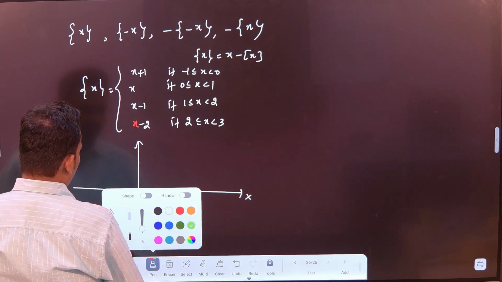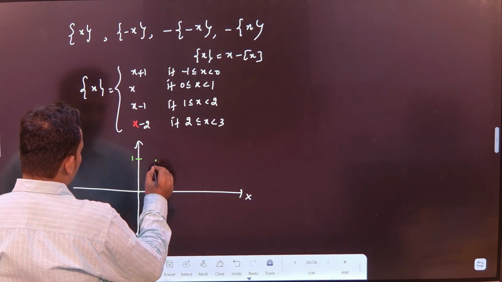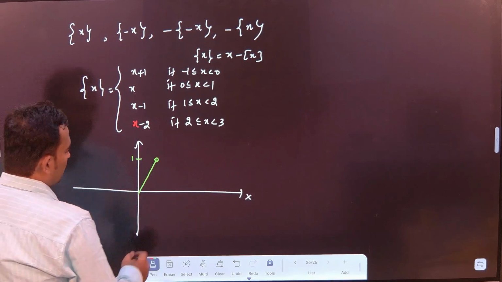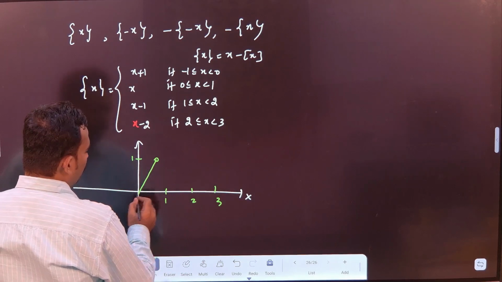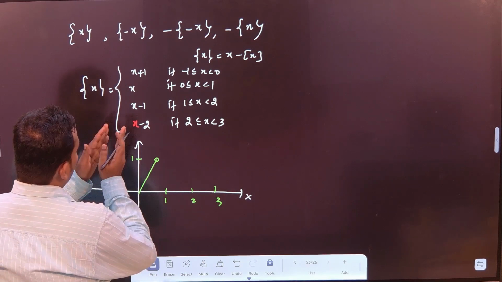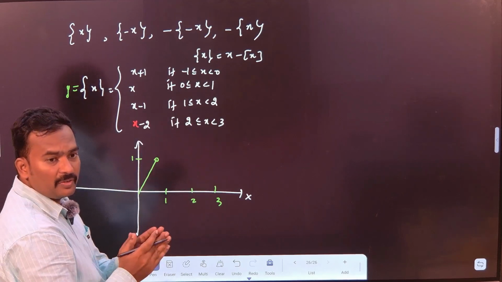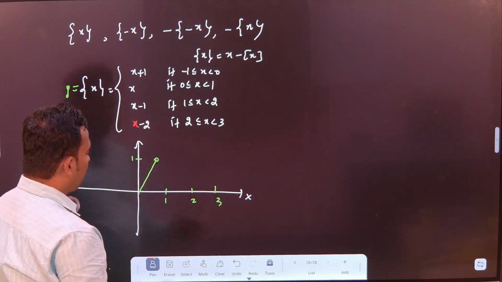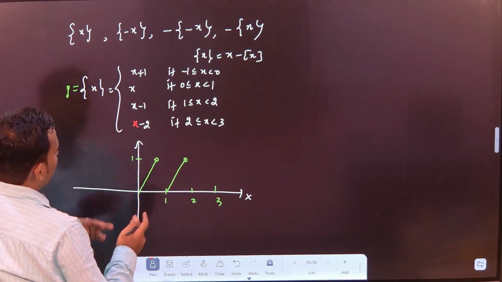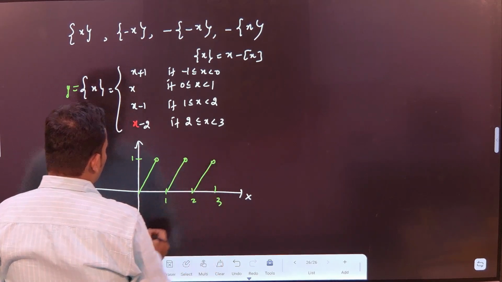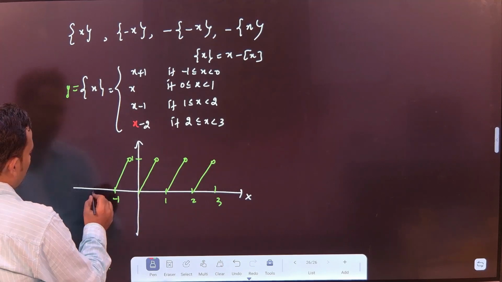So the maximum here is 1, which should not be included, and y is equal to x. So 1, 2, 3. From 0 to 1, what is the graph? Y is equal to x. This is y. So 1 to 2, x minus 1. What you can do is shift 1 unit down, right? X minus 2, 2 units down. So x plus 1, let's take minus 1, x plus 1, this one. Minus 2 you can take.